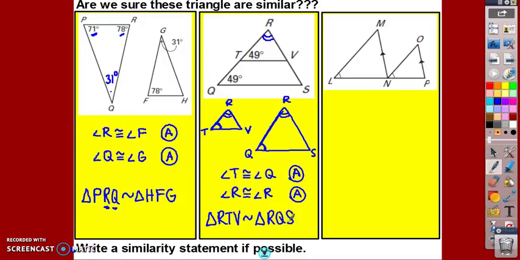Last one. Given angle L is congruent to angle, I suppose I better call that ONP. So I've got one given set of congruent angles. Do I have anything else? The only other thing I see is that we've got these parallel lines. Do parallel lines help us get congruent angles? Heck yes. Look at those parallel lines.